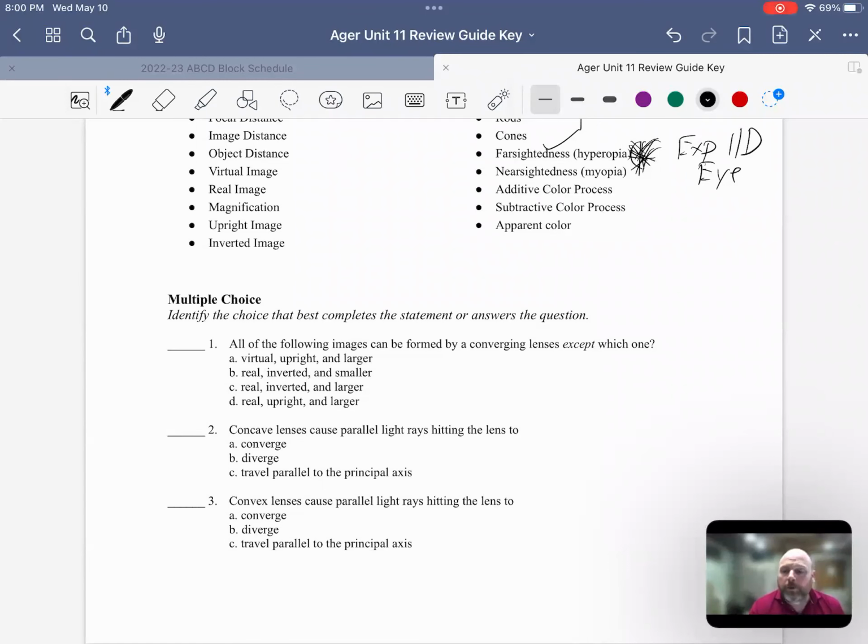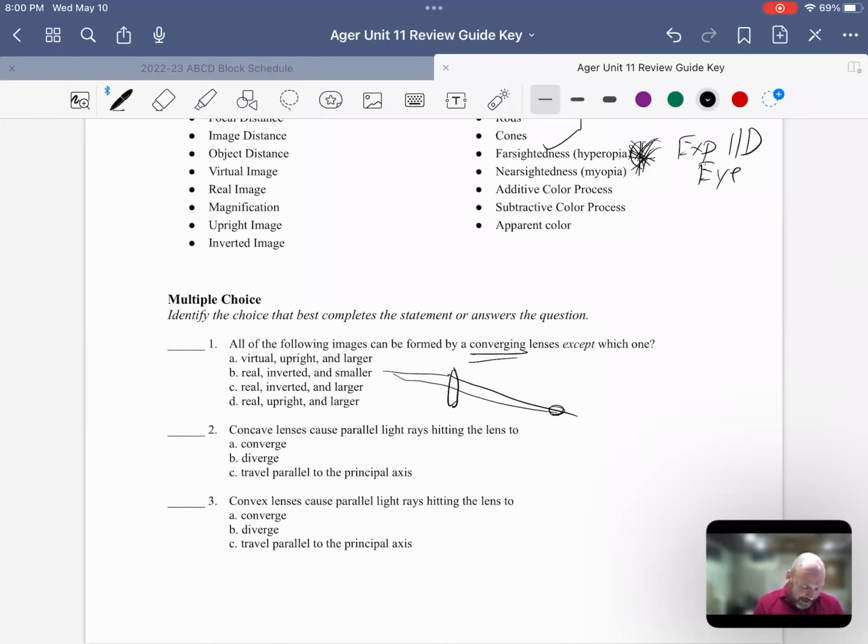All right, I'm going to do all the multiple choice in one video, so it won't really follow the pages, but I don't know the page numbers anyway, as we saw in the last unit's videos. So all the following images can be formed by a converging lens. A converging lens is that fatty-in-the-middle lens where parallel light gets sent through the focus and comes together over there.